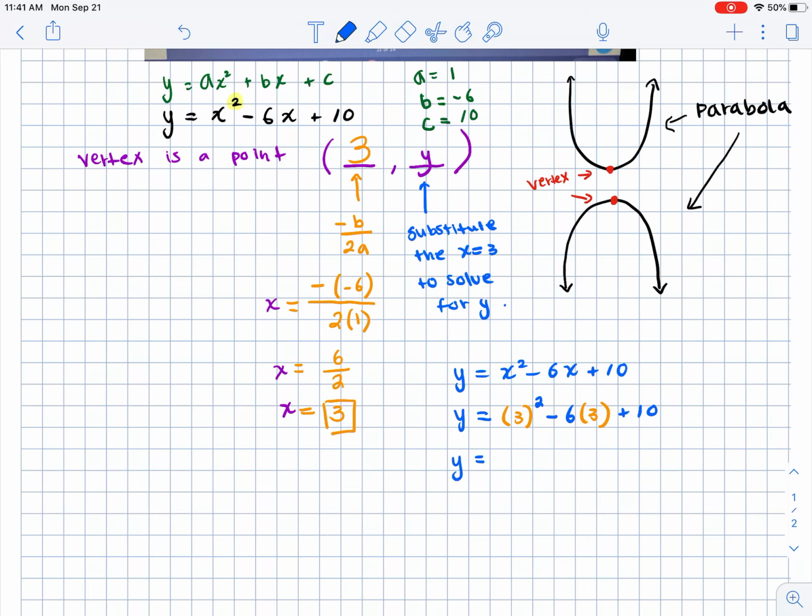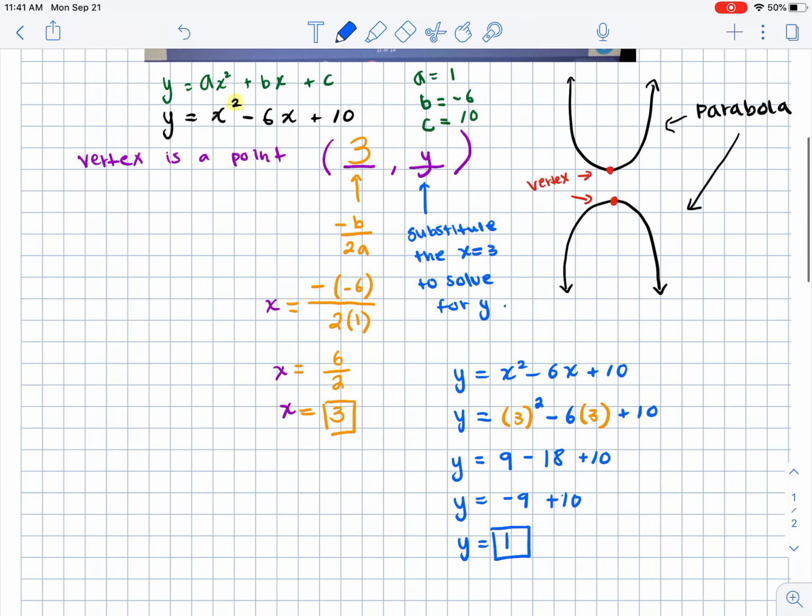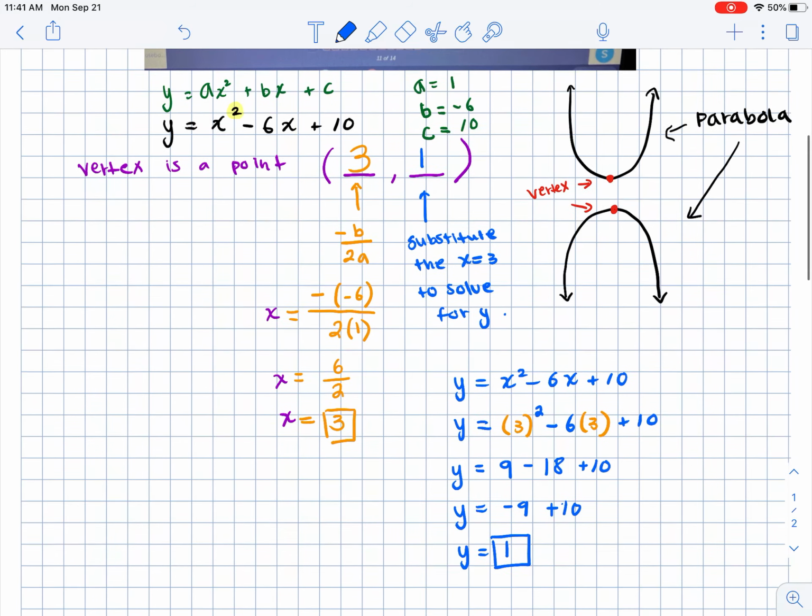So y is equal to 3 squared is 9, minus 6 times 3 is 18, plus 10. Y is equal to 9 minus 18 is negative 9, then plus 10. Y is equal to 1. Now that y is equal to 1, I'm just going to erase this y right here and write 1. So now my vertex is at (3, 1).